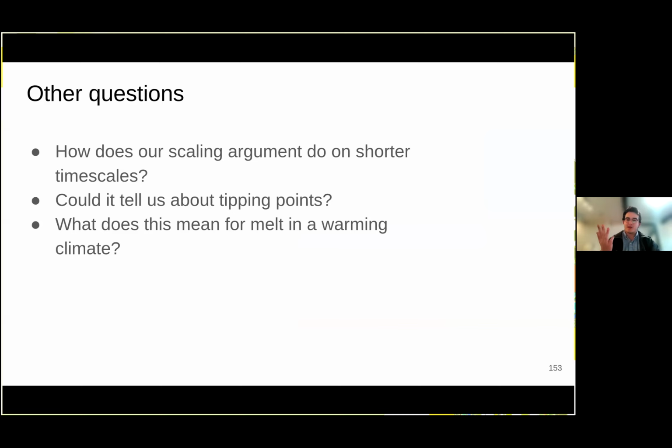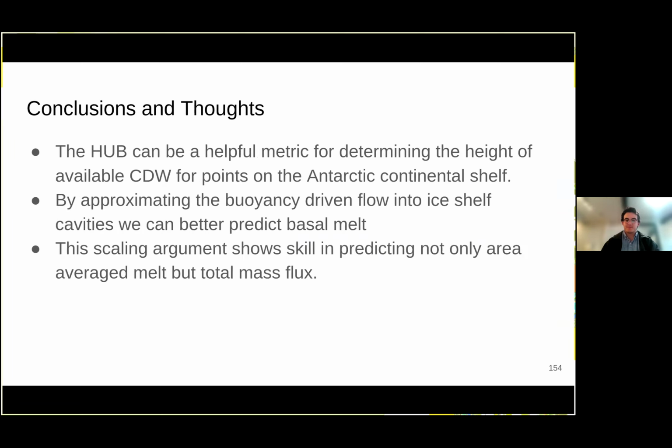So all those terms in our scaling argument are changing in a warming climate, and it would be interesting to know how those all contribute to future melt.